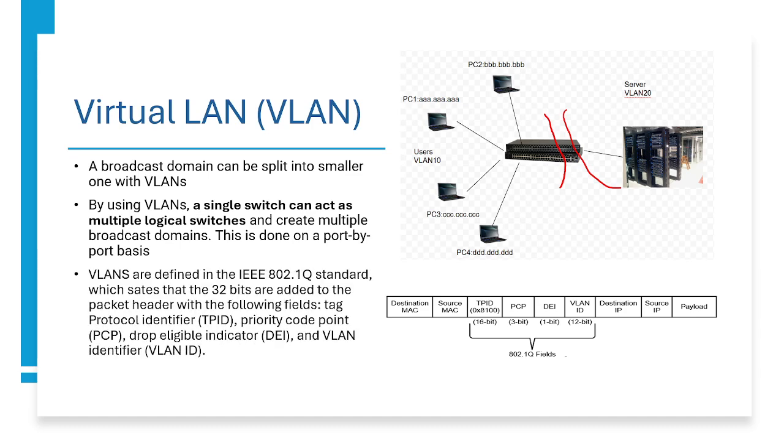Next, VLANs are defined in the IEEE 802.1Q standard, which states that 32 bits are added to the packet header with the following fields: tag TPID, priority code point, drop eligibility indicator DEI, and VLAN identifier. So basically, it inserts a 32-bit field into your IP packet, and it uses this information along with the IP packet so that the switch knows which VLAN you are carrying.